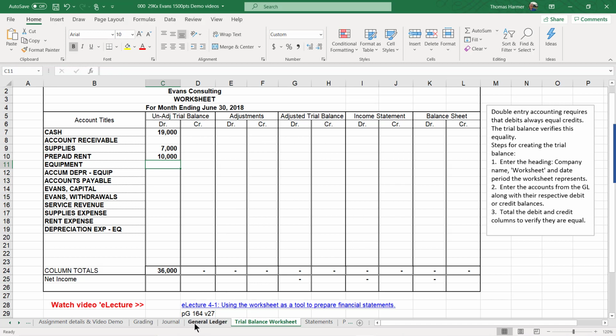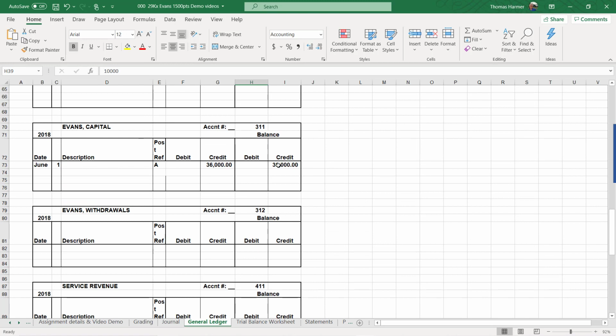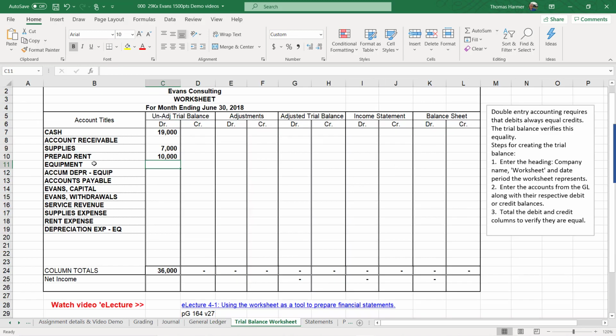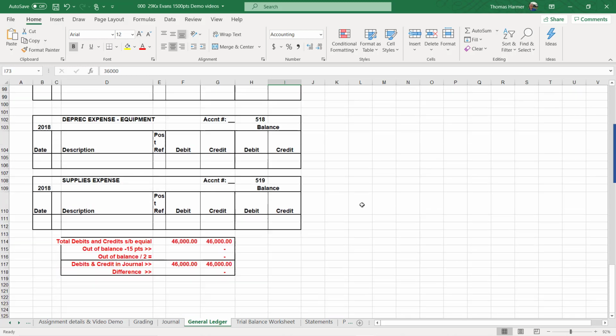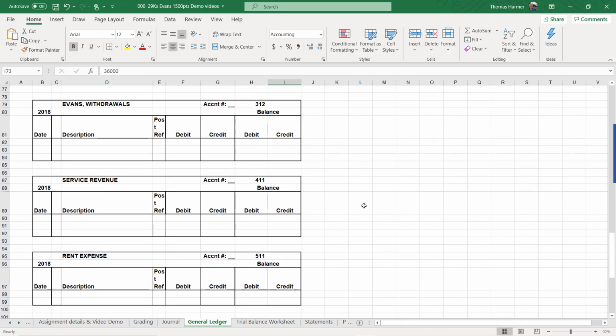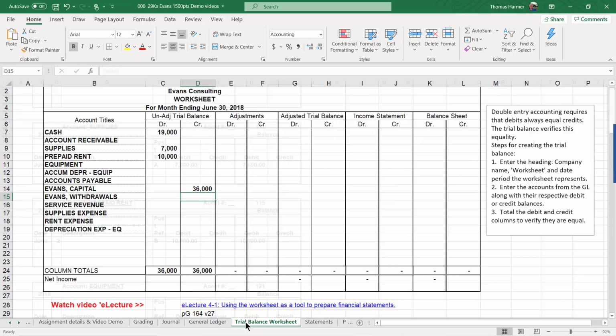Okay, come back to that general ledger, go down to the next account with a balance. There's Evans Capital with a $36,000 credit balance. So I'm over here in Evans Capital, 36,000. And look at that, we are in balance. Let's go back here and see if we've got some other transactions. That's it. So we are in balance at that point.